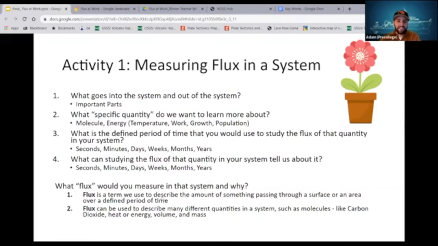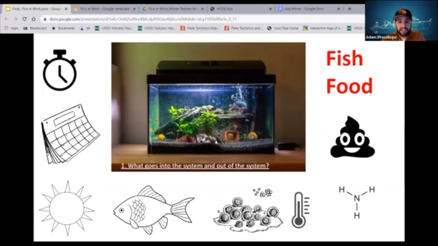So flux, just to get the definition out of the way, is a term we use to describe the amount of something passing through a surface or an area over a defined period of time. So if you're looking at the growth of a plant, you would be looking at the buildup of carbon in the plant as it grew and took up nutrients. And flux can be used to describe many different quantities in a system, like carbon dioxide, heat, energy, volume, and mass. So I have an example here to work through with y'all.